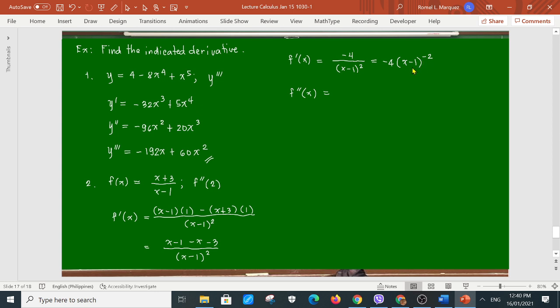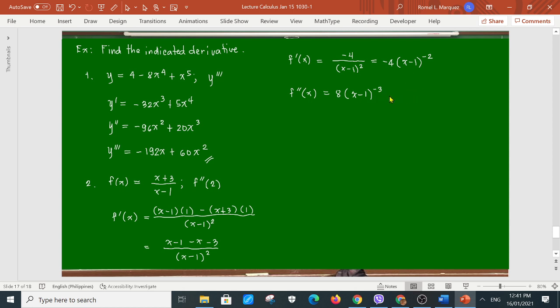This is a general power, no? Negative 2 times negative 4, positive 8. Then copy the base. Subtract 1 from the exponent of the base. What's the new exponent, guys? Negative 3. Negative 2 minus 1. Did you get that? You are confused with 2 minus 1. It's not 2 minus 1, it is negative 2 minus 1. That's a common error.